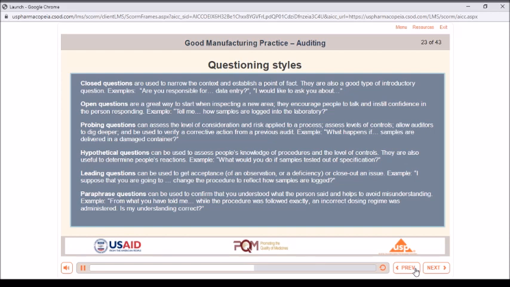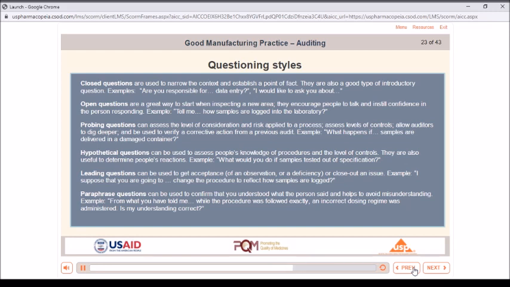Hypothetical questions can be used to assess people's knowledge of procedures and the level of controls. They are also useful to determine people's reactions. Example: What would you do if samples tested out of specification?